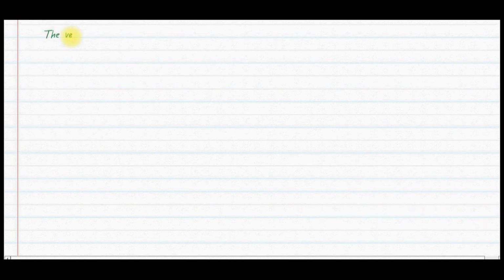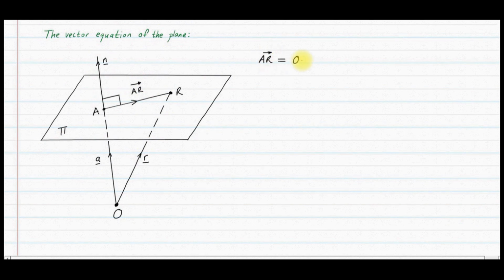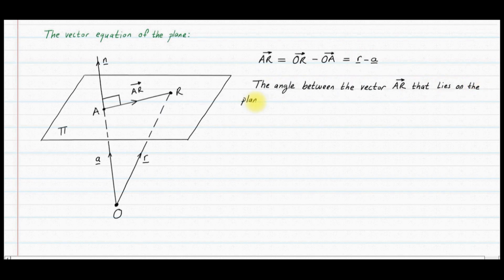The vector equation of the plane. To obtain the vector equation of a plane, we choose 2 points that lie on the plane. If we now call one of these 2 points A and the other one R, then the vector AR equals the vector OR minus the vector OA, where O represents the origin. Now, if we take a normal vector at A, then the angle between the vector AR that lies on the plane pi and the normal vector n is equal to 90 degrees.